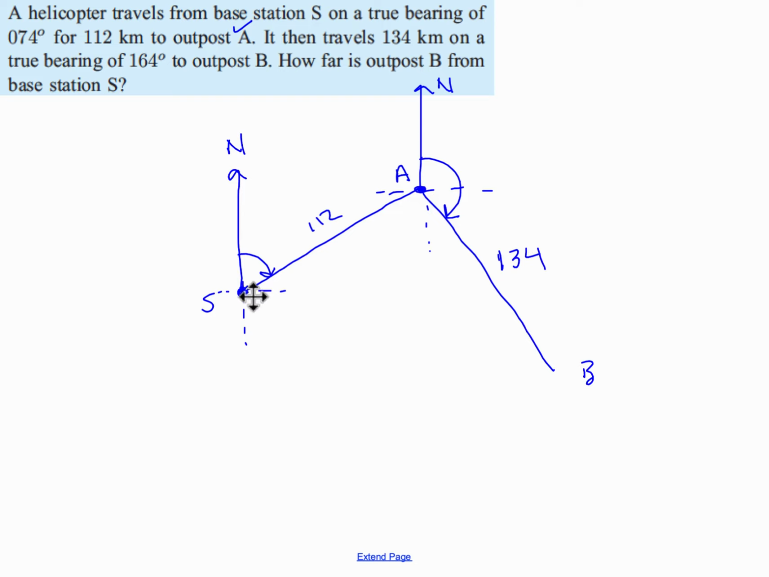Okay, and then they say, how far is outpost B from S? So I'll draw that, and that is my X. Well, how in the world are we going to solve this? Well, we know this is 74 degrees. We know that this is 164 degrees. Okay. Well, if this is 74 degrees and north is parallel to north and is parallel to going south as well, we have alternate interior angles, so this is 74 degrees.